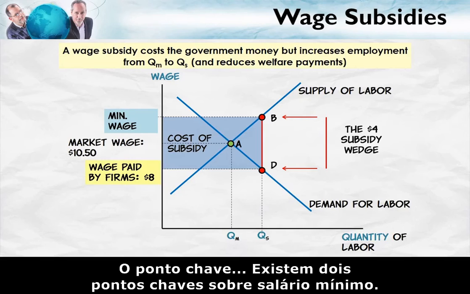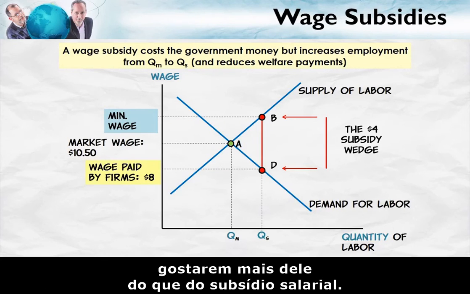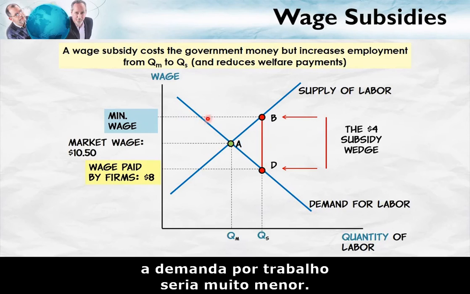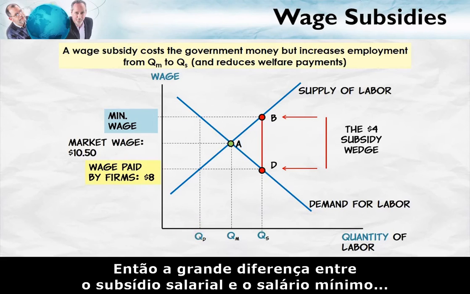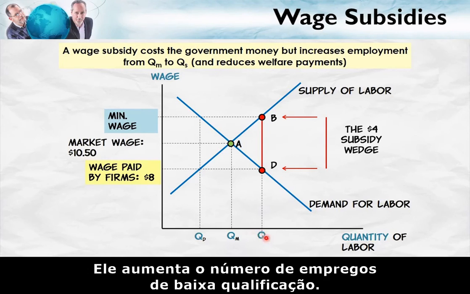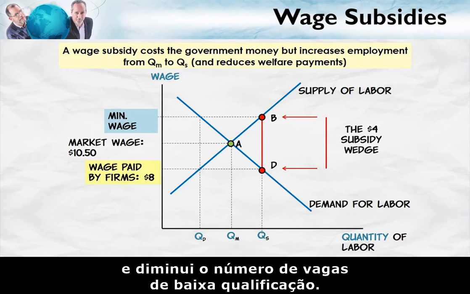Key point. There are two key points about the minimum wage. First, it doesn't cost the government anything, which is one reason why taxpayers may like it better than a wage subsidy. It does cost employers. And what we can see is that at this minimum wage, the demand for labor would be much less. The demand for labor would only be QD. So a big difference between a wage subsidy and a minimum wage is that the wage subsidy increases the demand for labor. It increases the number of low-skilled jobs, while a minimum wage decreases the demand for labor and decreases the number of low-skilled jobs.